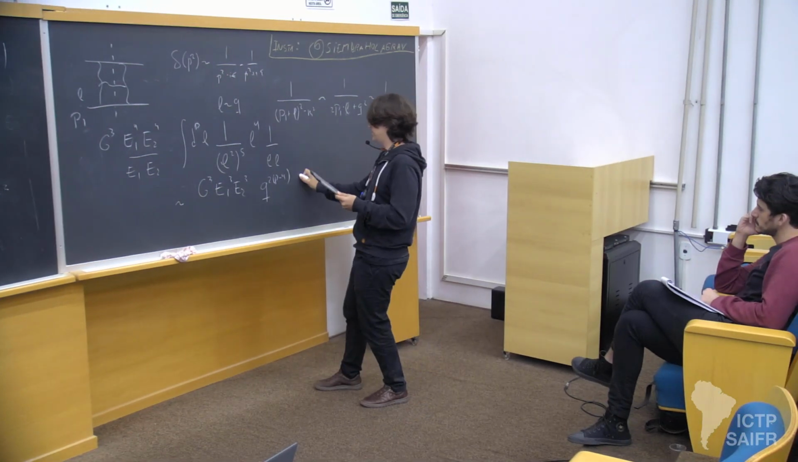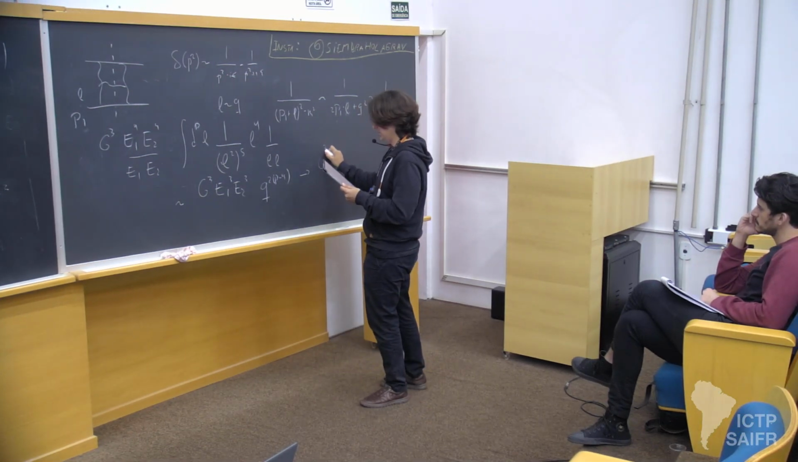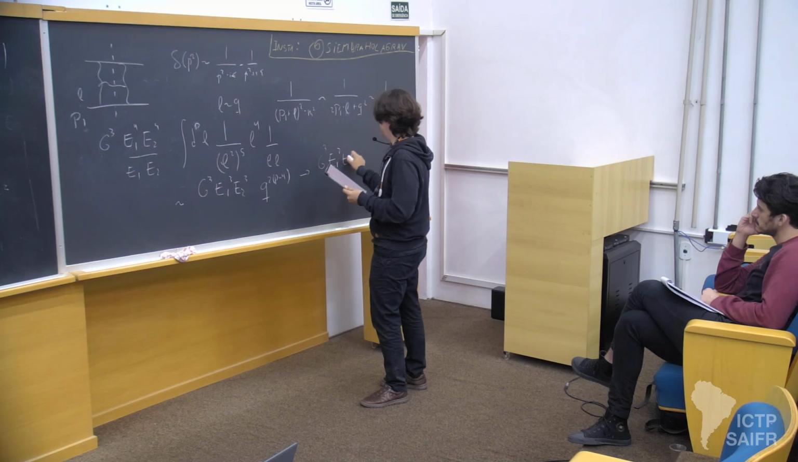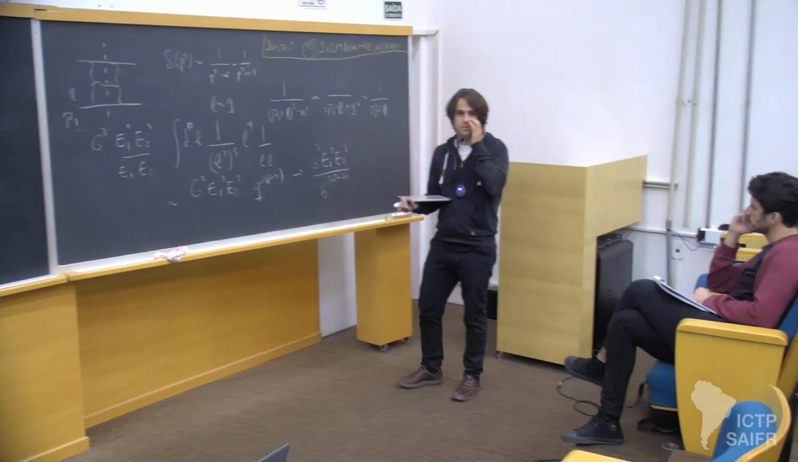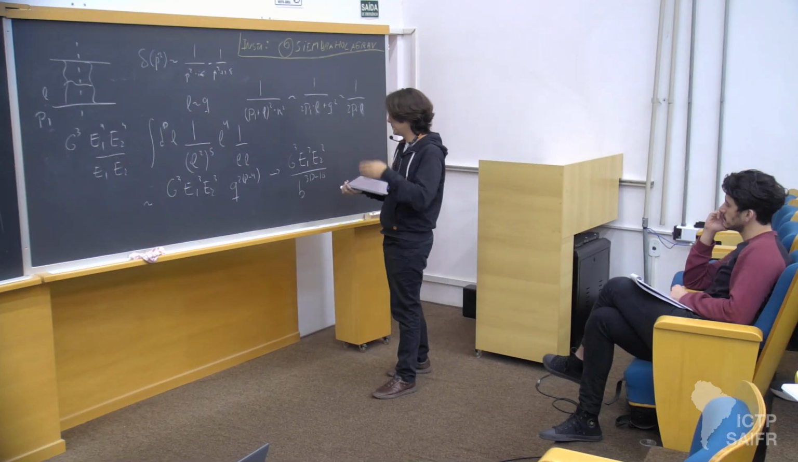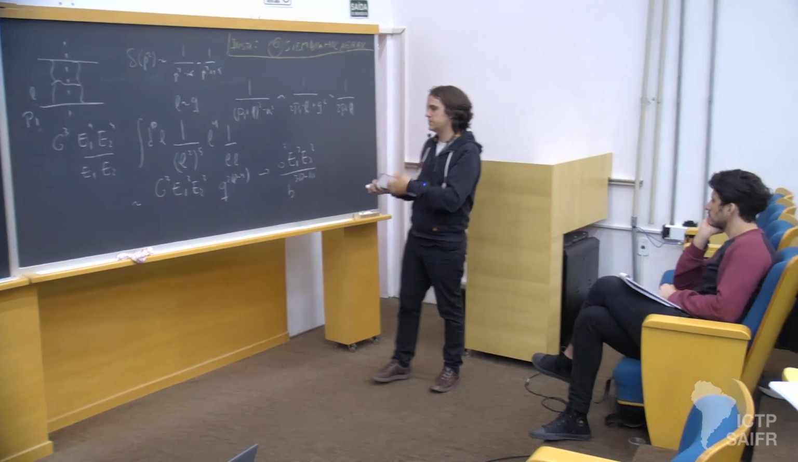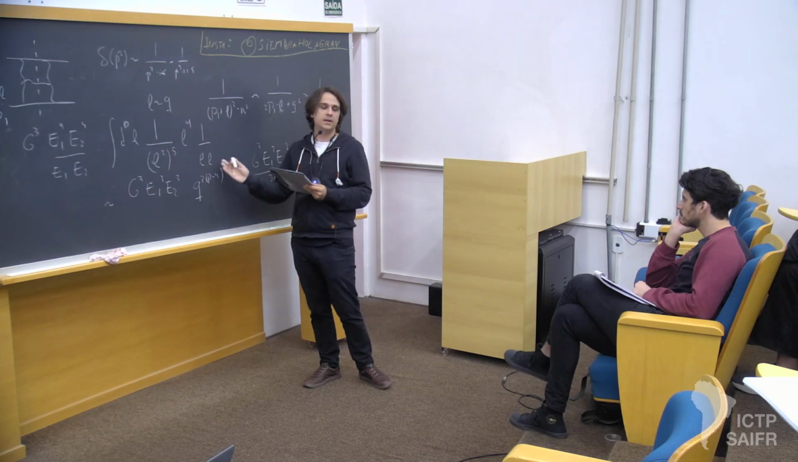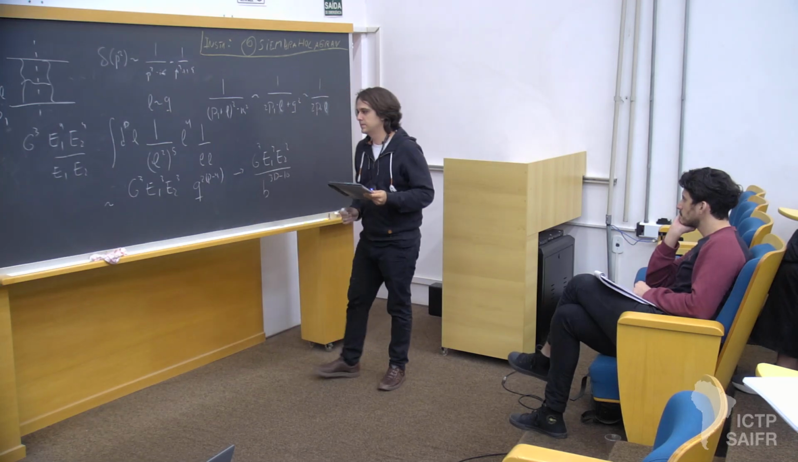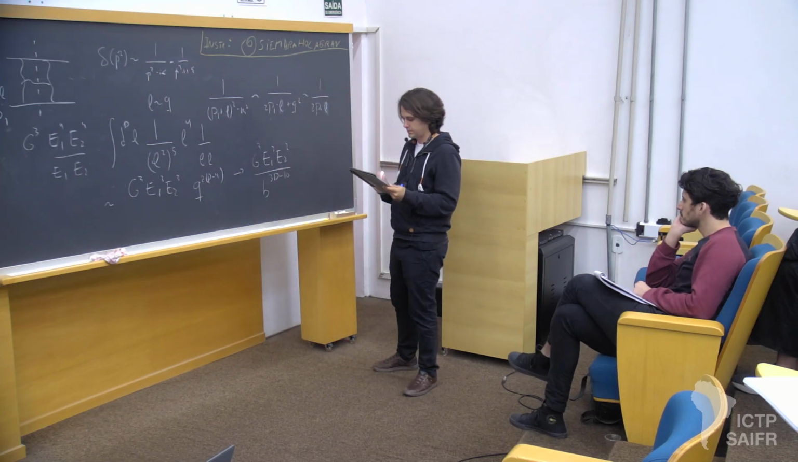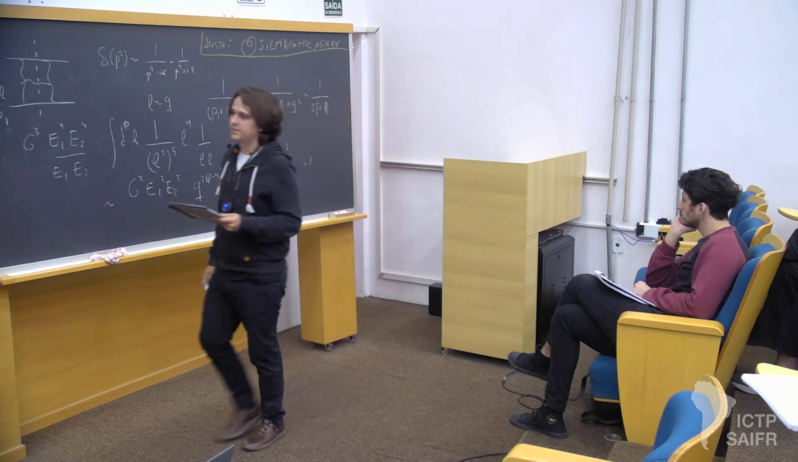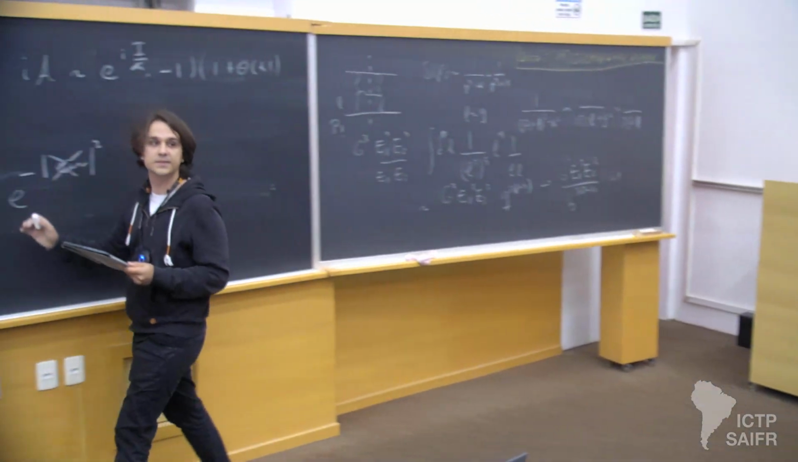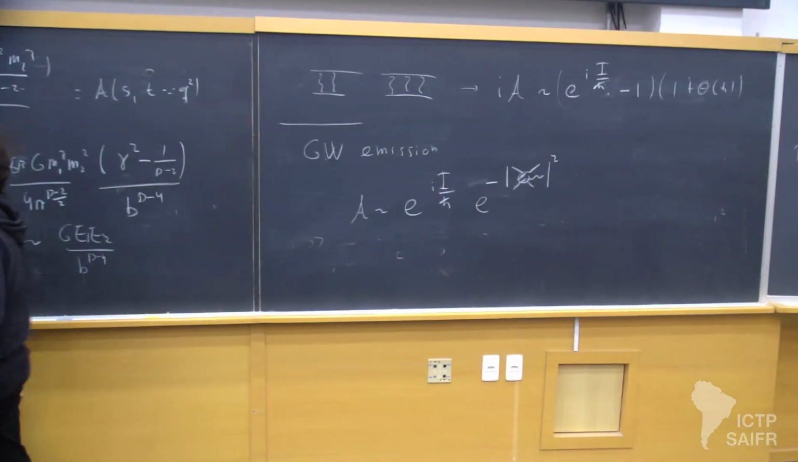And if you just do the Fourier transform of this, it's going to give you G cubed, E1 squared, E2 squared over B to the 3D minus 10, just by dimensional analysis, because you're integrating over D minus 2 components of Q. So when this becomes of order 1, then this sort of process becomes important. And this is this boundary here.